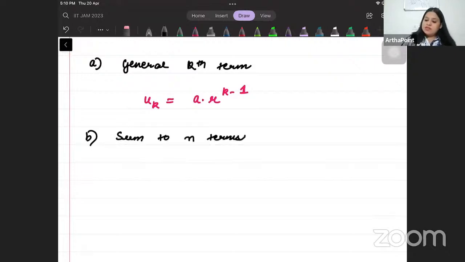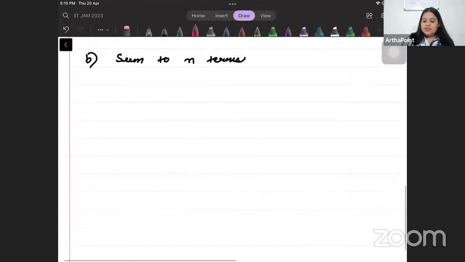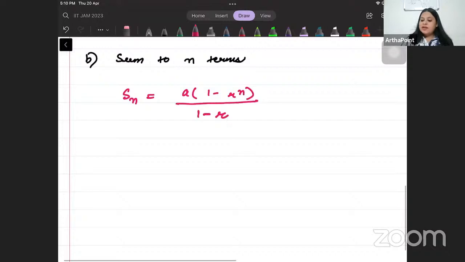So this can be represented by Sn. And this will be A into 1 minus R to the power n upon 1 minus R. Okay, this is the formula for the sum of n terms.